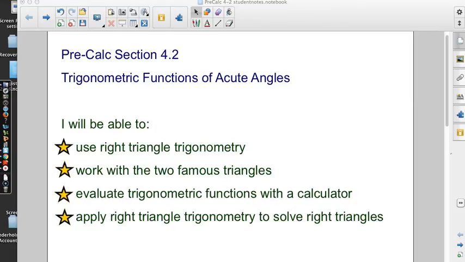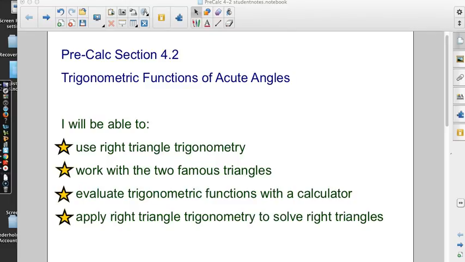Trigonometric functions of acute angles. And a major focus is going to be on what are the nice ones. The nice ones are the ones you learn about in geometry: the 30, 60, and 45-degree angles. So we want to use right triangle trigonometry. We want to work with the two famous triangles, the 30-60-90 triangle and the 45-45-90.